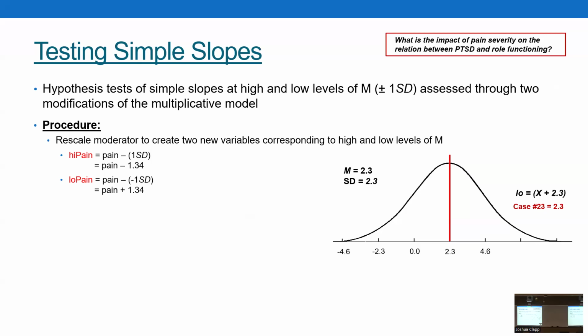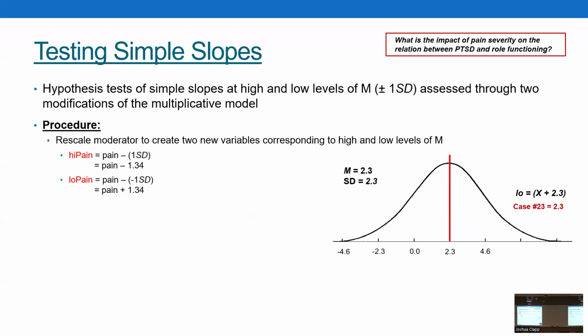If you go through and plot it out, it makes sense. You're like, oh, I see what's going on. But the math is weird because what I do in order to achieve a variable where 0 represents high levels of pain, what I need to do is I need to subtract a standard deviation. And if I'm creating a new variable where 0 represents low pain, I need to add a standard deviation.